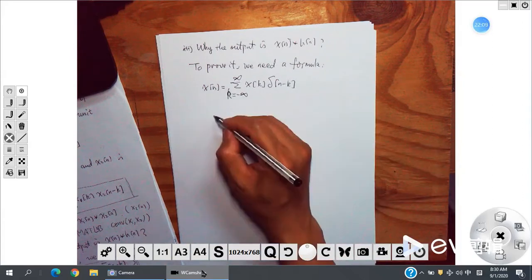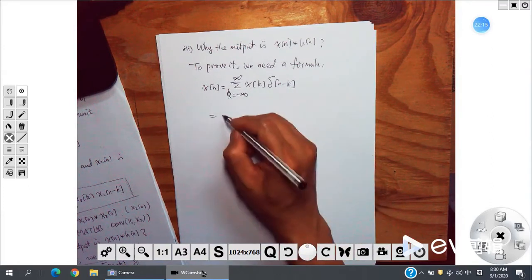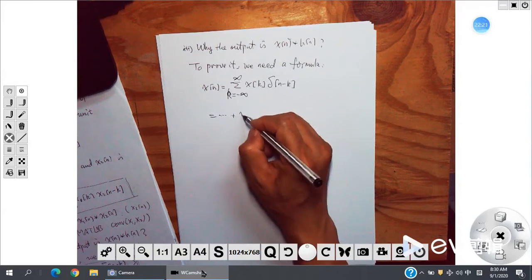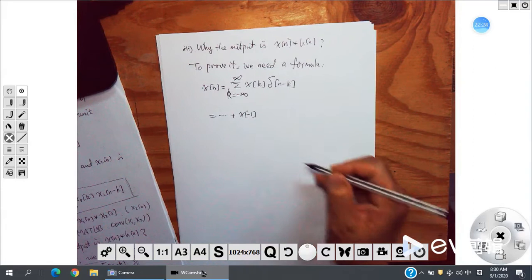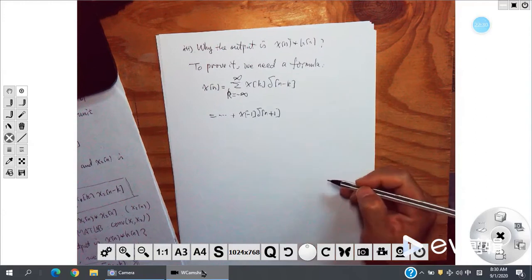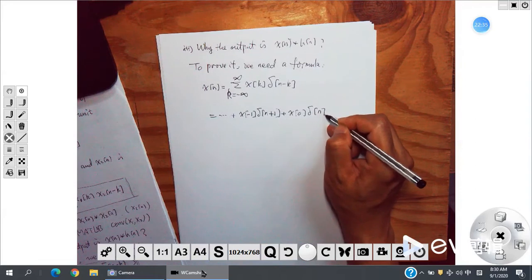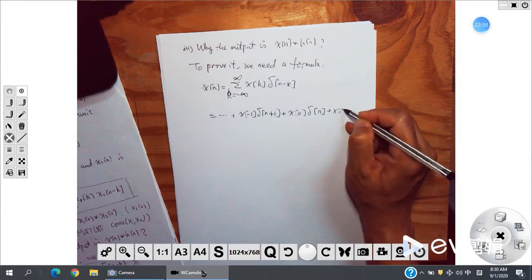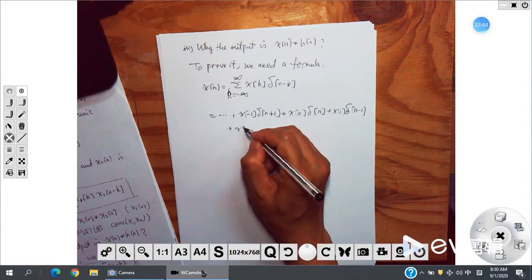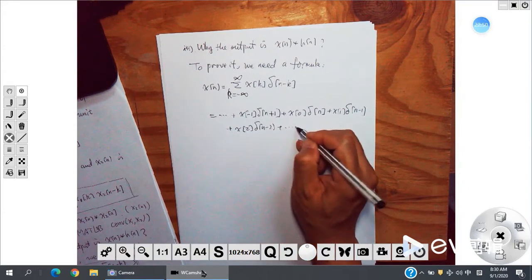Here I use the summation notation. You can also write it term by term. We have infinite terms, and suppose I use k equal to -1 as the first term. I give details. So this will be n minus -1, so it'll be n plus 1, right? And x of 0 times delta of n minus 0, and x of 1 times delta of n minus 1, and you can have more, x of 2 times delta of n minus 2, and so on. Right. This way.